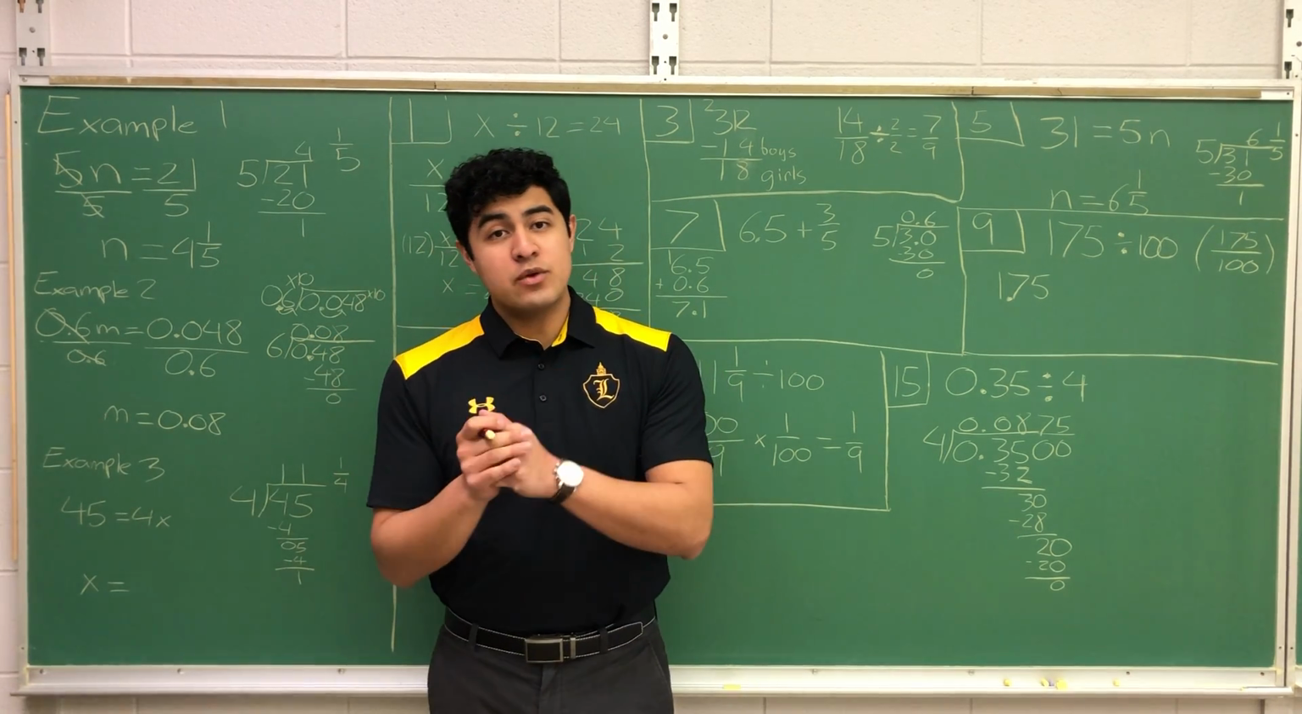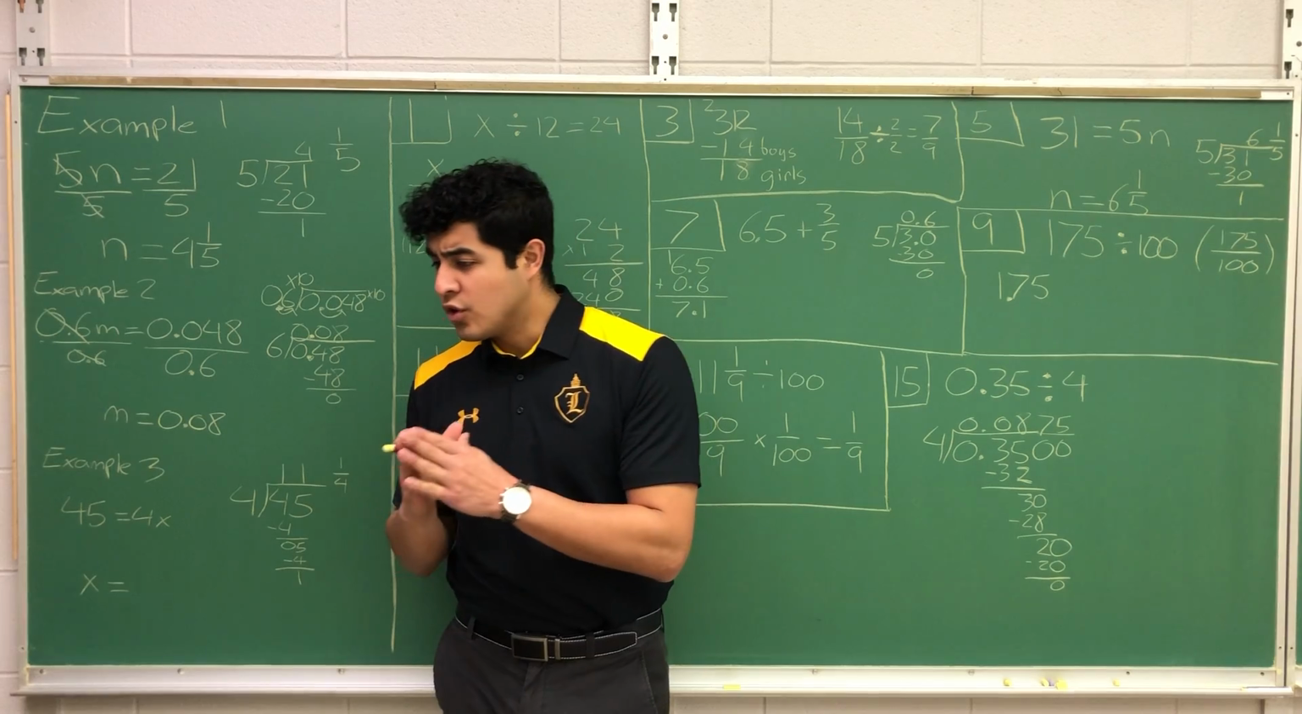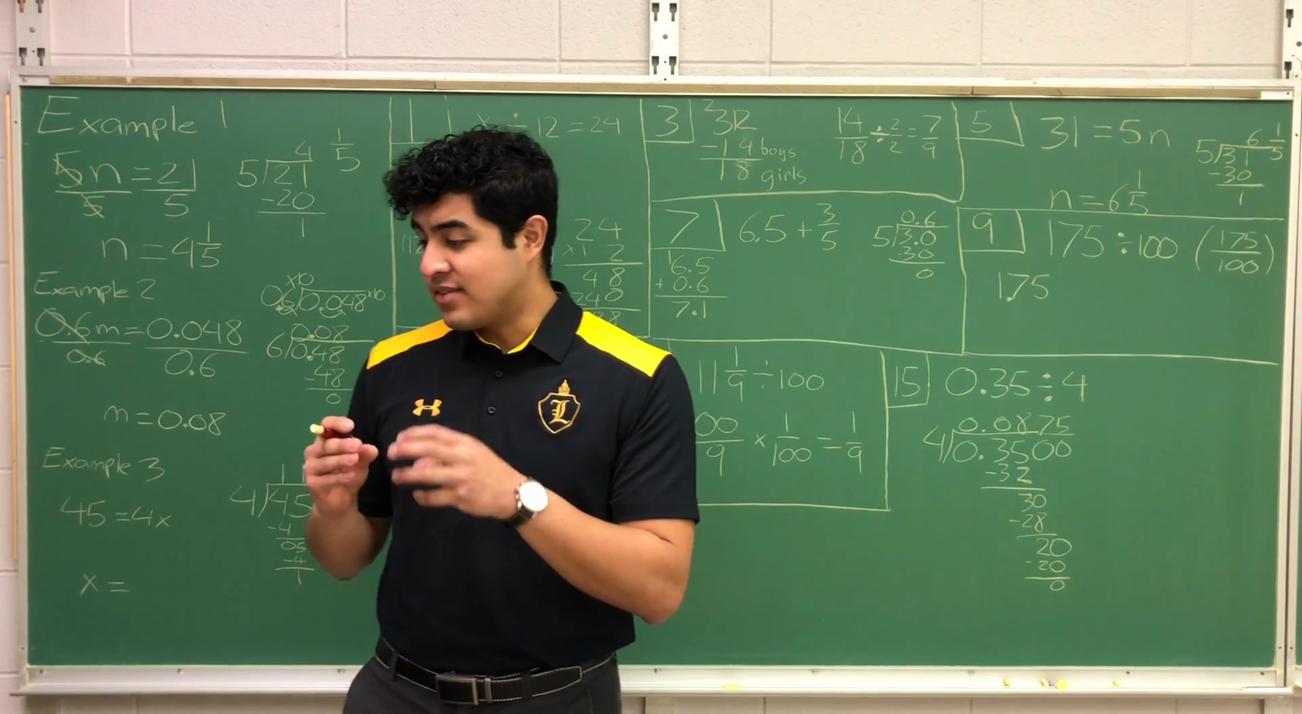We have 45 equals 4x, or 4 times 5. An equal sign is not directional.